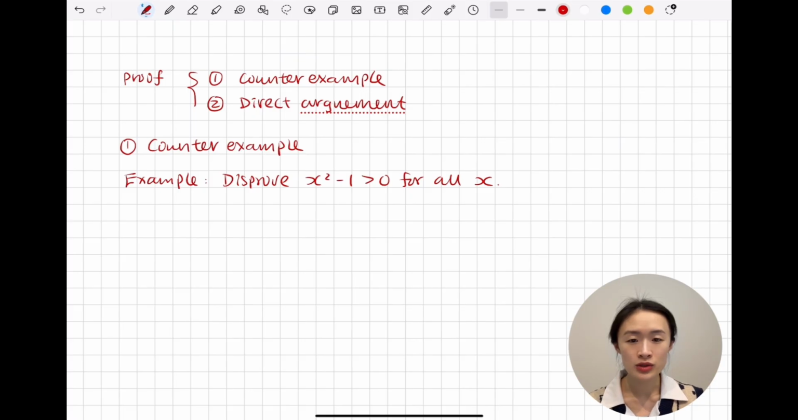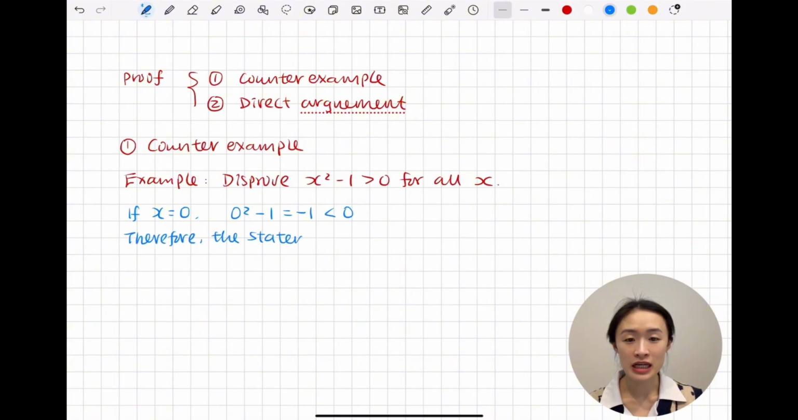So what I needed to do to disprove it is simply pick a number to prove that it's wrong. So if x is 0, 0 squared subtract 1 is going to be negative 1, which is smaller than 0. Therefore, the statement is false. And this is as simple as this. As long as you can find an example to disprove this statement, then this proof is done.